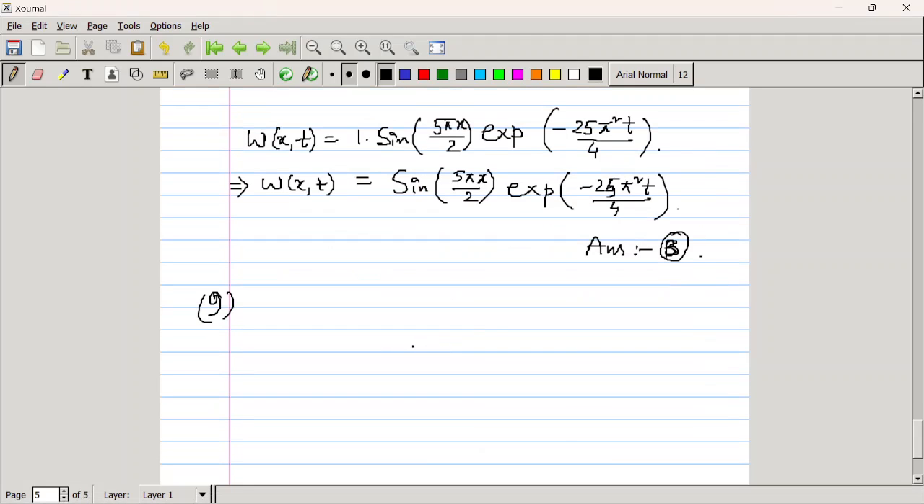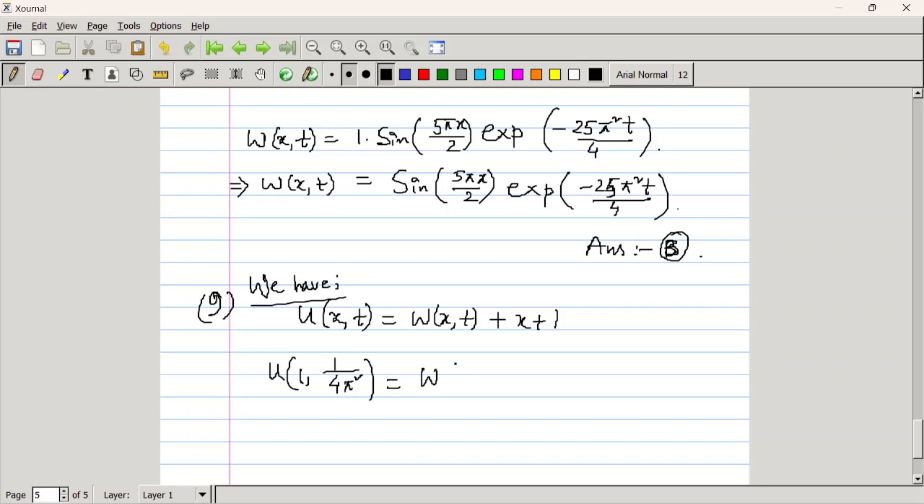Okay. So I know this relation. We have u of x comma t equal to w of x comma t plus x plus 1. Now I have to find u of 1 comma 1 by 4 pi square. That is the same as w of 1 comma 1 by 4 pi square plus 1 plus 1. I am just putting x equal to 1 and t equal to 1 by 4 pi square.